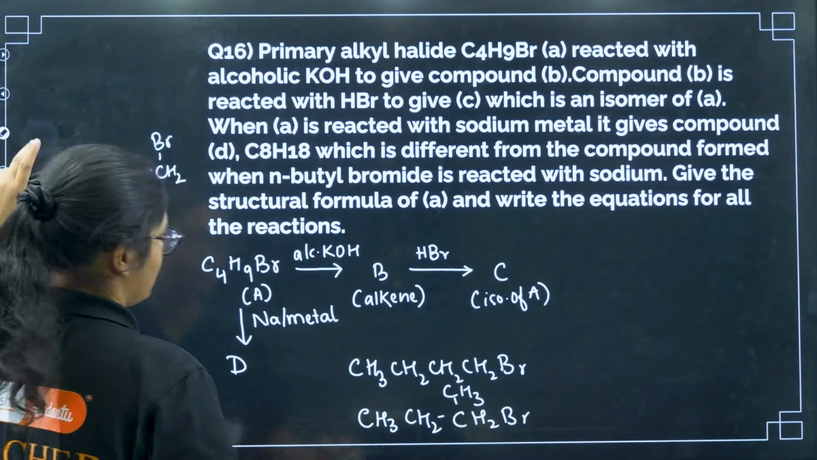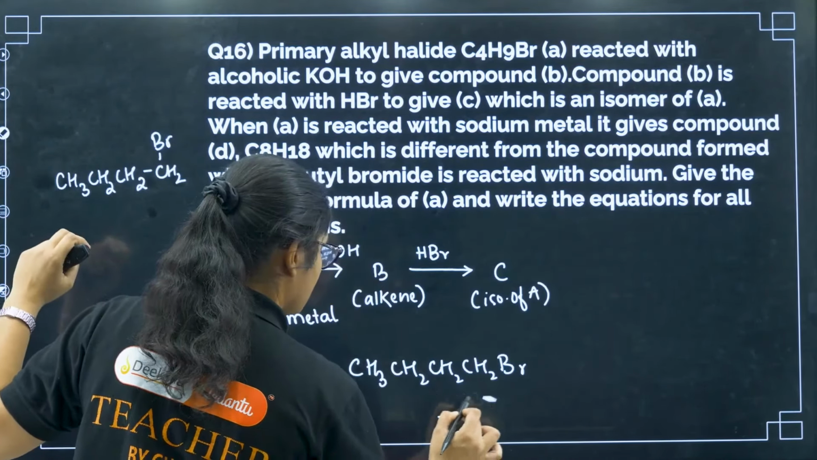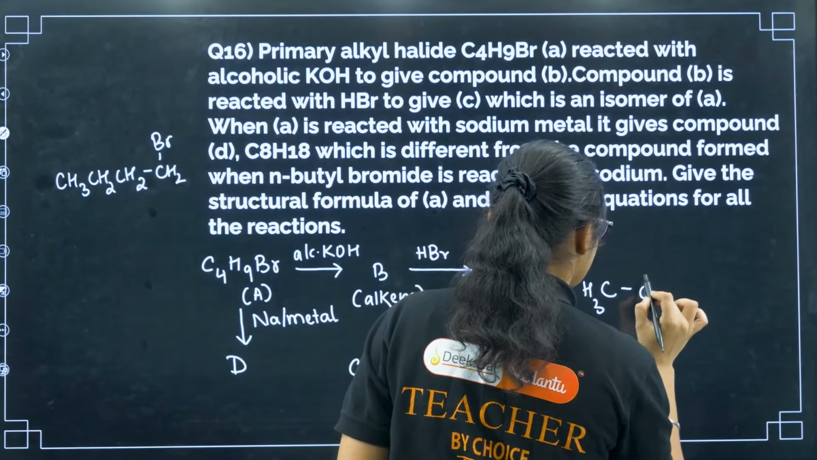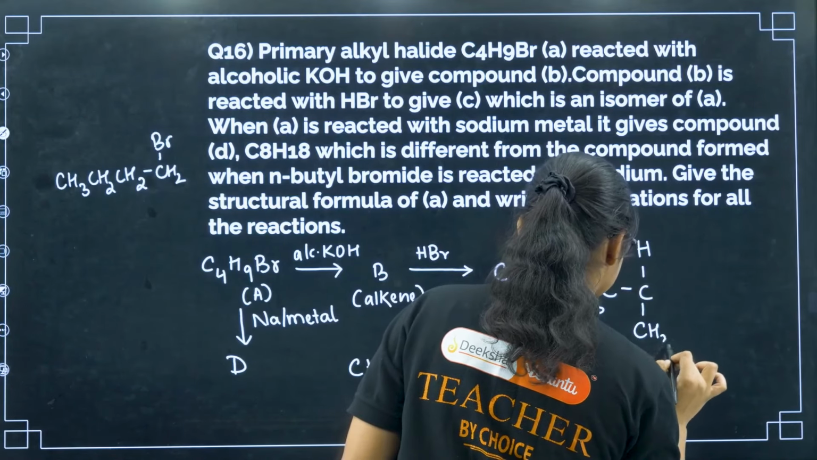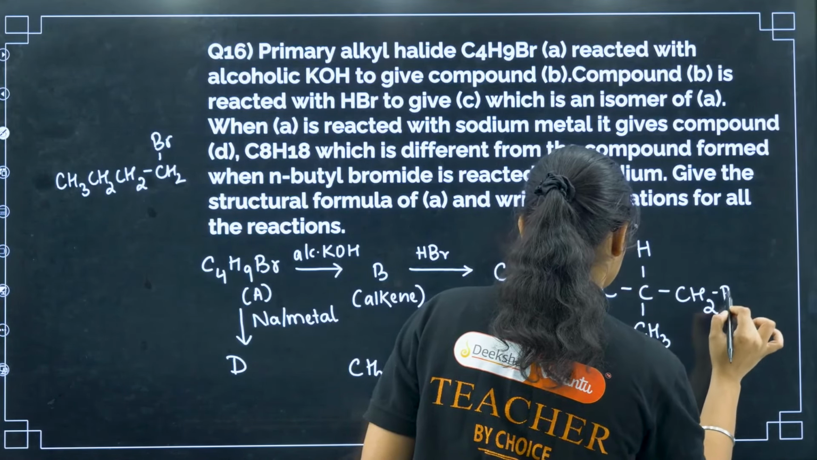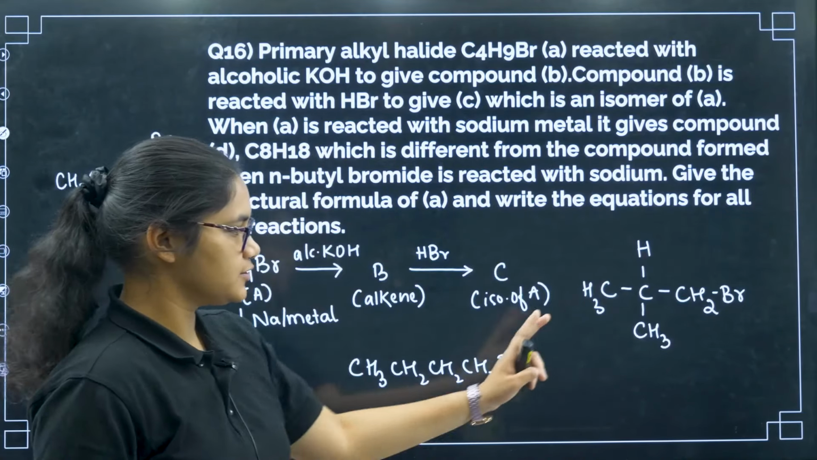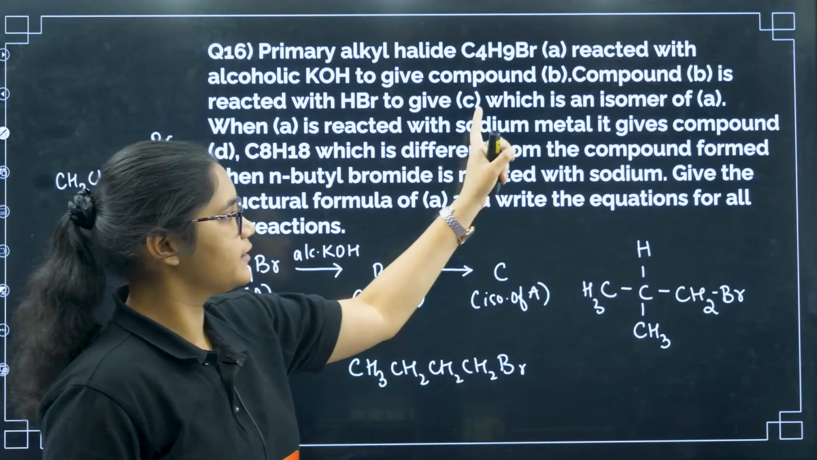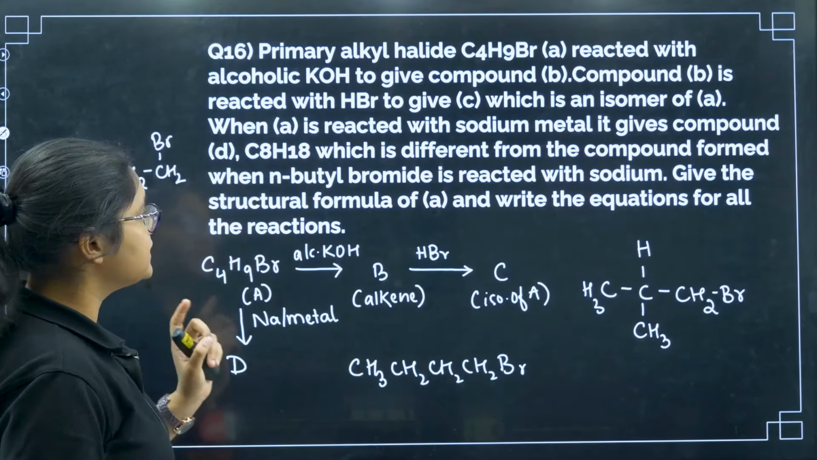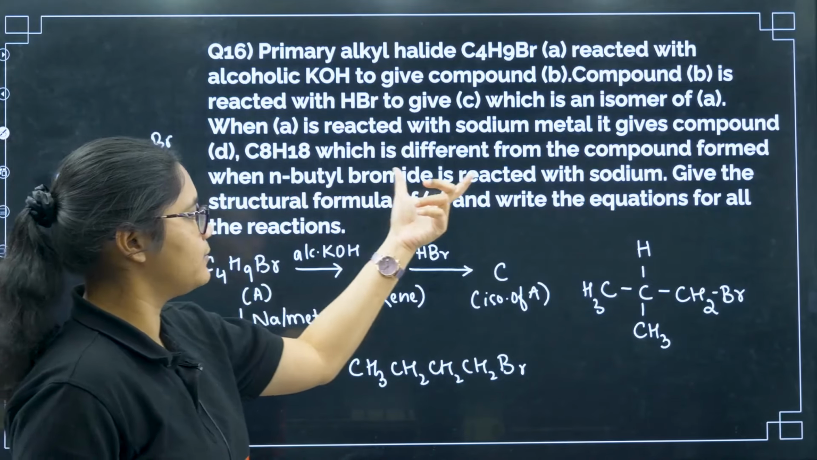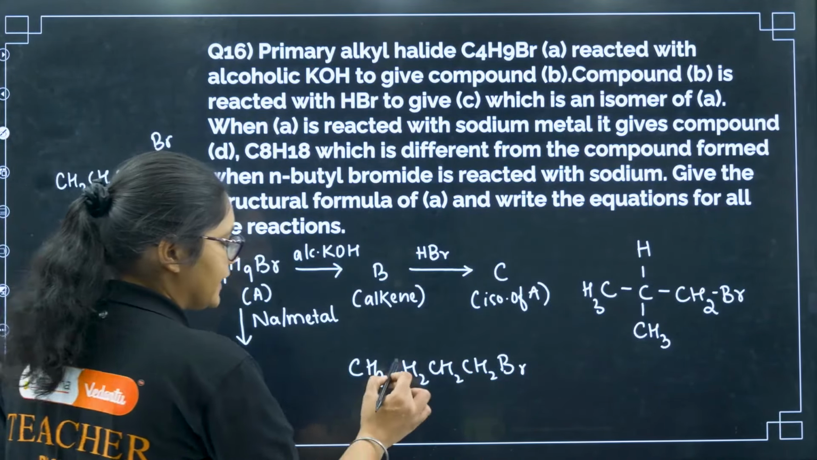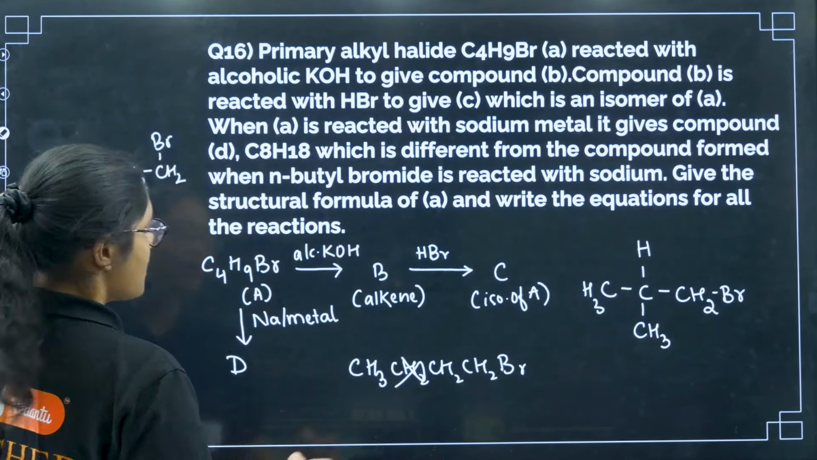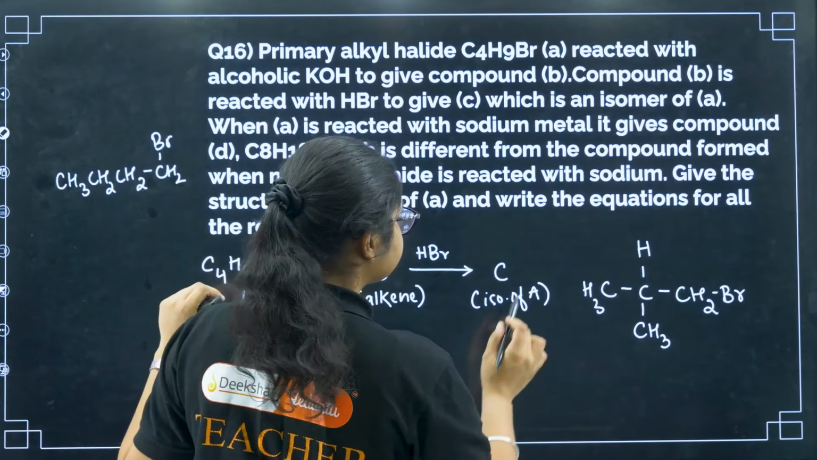Oh sorry, I wrote the wrong structure, just a minute. I want to write the chain structure like this, CH3 CH CH3 CH2 Br. Okay, so now you see this is also primary, this is also primary, but this statement says that when A is reacted with sodium metal, it gives a compound D, which is different from the compound formed when N-butyl bromide is reacted with sodium. So that means definitely A is not N-butyl bromide, so A has to be this one, right?